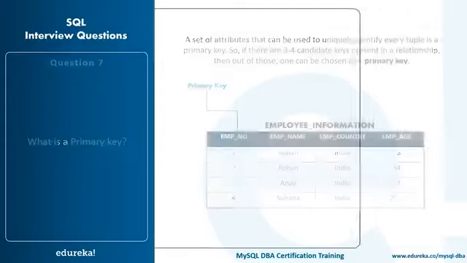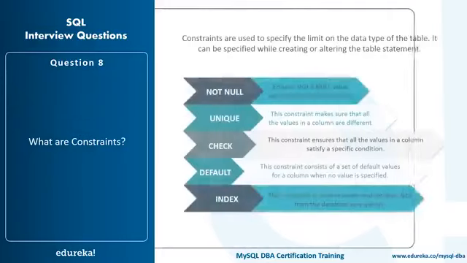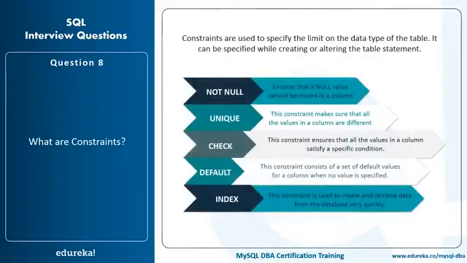Now let's move on to our next question, that is, what are constraints? Constraints are basically used to specify the limit on the data type of the table, right? Whenever you're creating a table, you can use constraints to set a limit on the data type of the table. It can be specified either while creating the table or while altering the table. So it can be specified in both ways. Now there are mainly 5 constraints that you need to understand: the not null constraint, the unique constraint, the check constraint, the default constraint, and the index constraint.